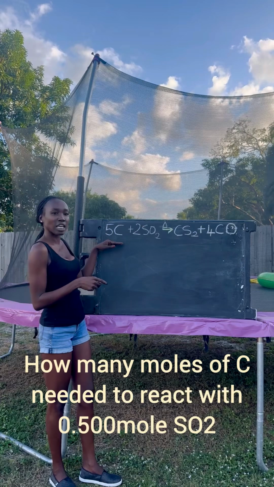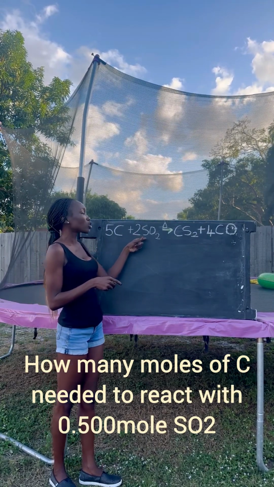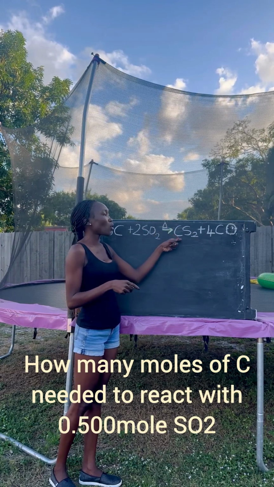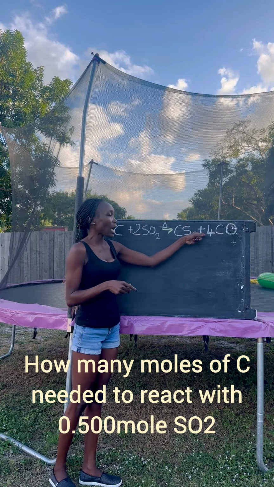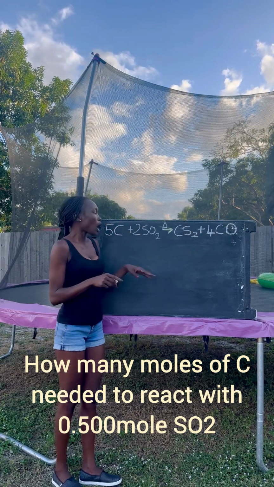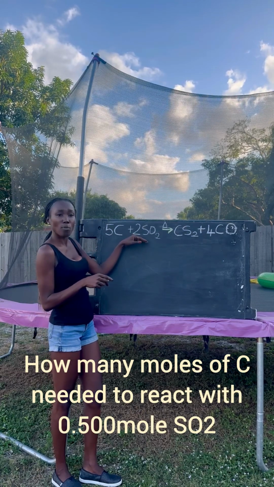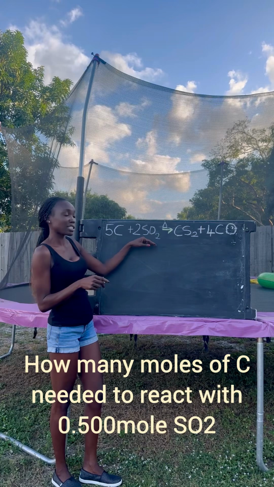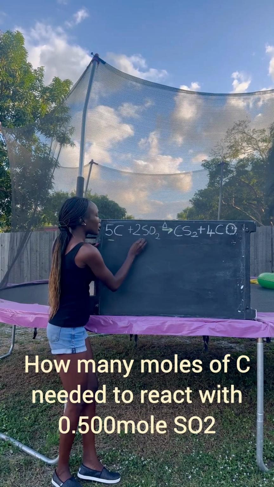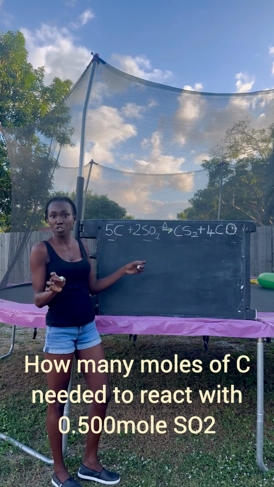All this is saying is that when 5 moles of carbon gets together with 2 moles of sulfur dioxide and is heated, it produces 1 mole of carbon disulfide and 4 moles of carbon monoxide. The question says, how many moles of carbon would it take to react with half a mole of sulfur dioxide instead of 2 moles? So carbon and sulfur dioxide are our element and compound of interest here.